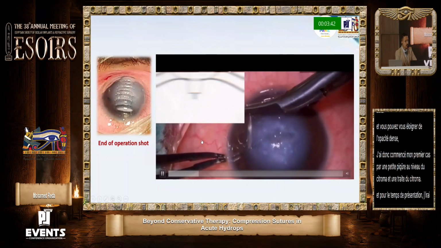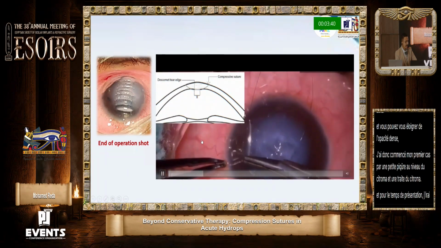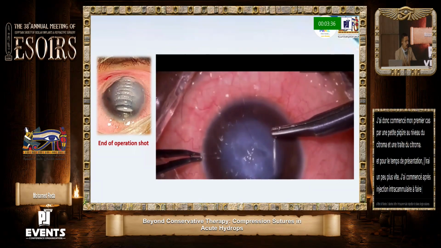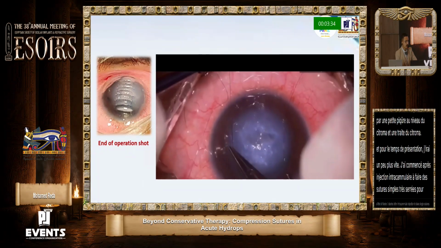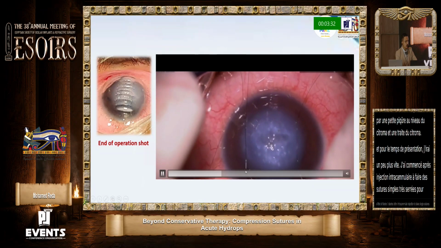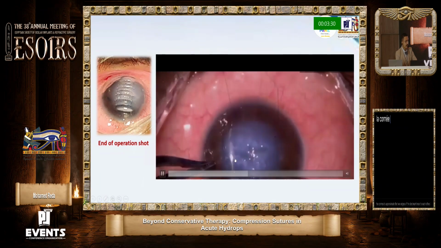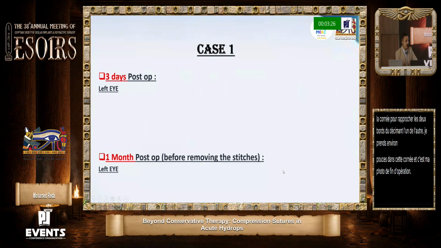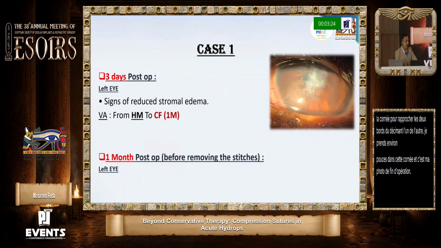After intracameral injection, I started to take single sutures, very tight, to the cornea to approximate the two edges of the Descemet's near to each other. I take about 6 to 8 stitches in this cornea, and this is my end operation shot. What about the result in such a case? After 3 days, signs of reduced stromal edema, and the vision improved from hand motion to counting fingers at 1 meter.